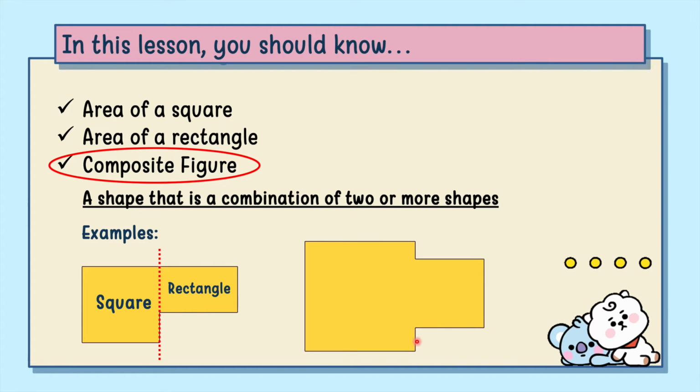And another example here is a composite figure, and I can clearly see that there are two shapes. So I divide it into 2. So actually I have a square and also a square. So these are examples of a composite figure.